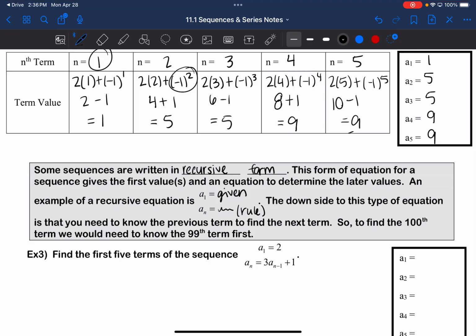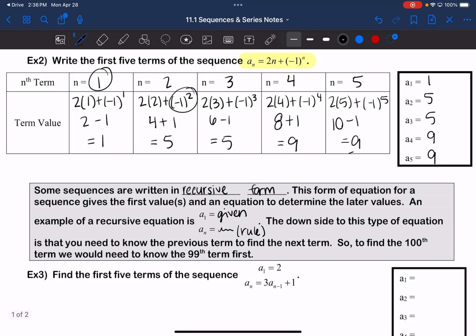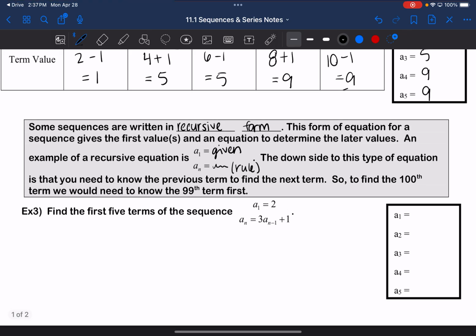The only downside here is that unlike this one, where they could tell you find the 100th term, and you could just go plug in 100, when it's in this recursive form, then you have to know the term right before it to find that term. So if you want to know the 100th term, first you got to know the 99th term, okay? So for example 3, again, it tells us to find the first 5 terms, but this time this is our given and our rule. So we were given the first term, so I already know the first term is 2, right? They told us that.